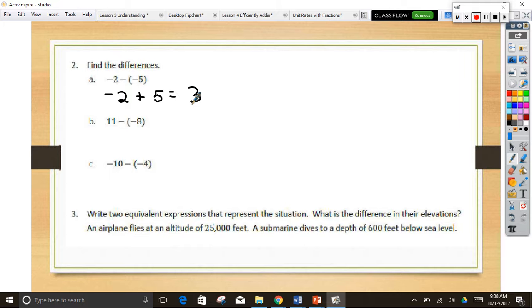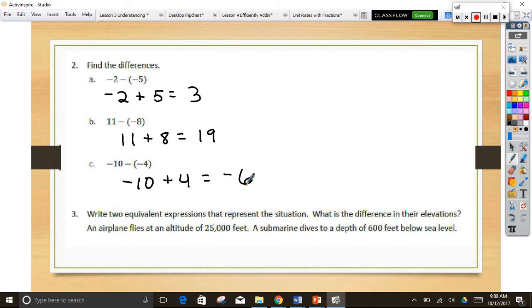Okay, letter B, Sky, how would I rewrite this? Guys, don't talk, please. 11 plus 8. Good, and what is 11 plus 8? 19. Okay, good. Taryn, how would I rewrite the next one? Negative 10 plus 4. Good, and what is negative 10 plus 4? Negative 6. Good.